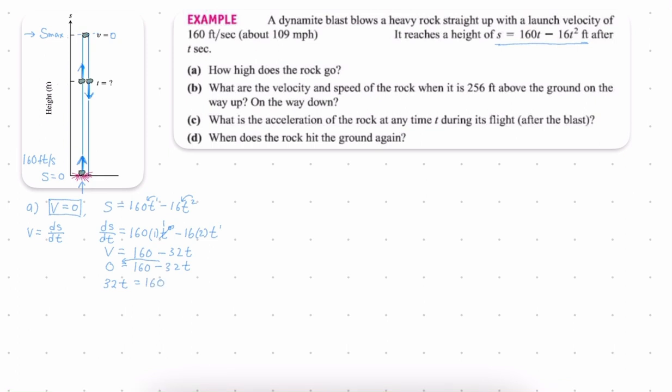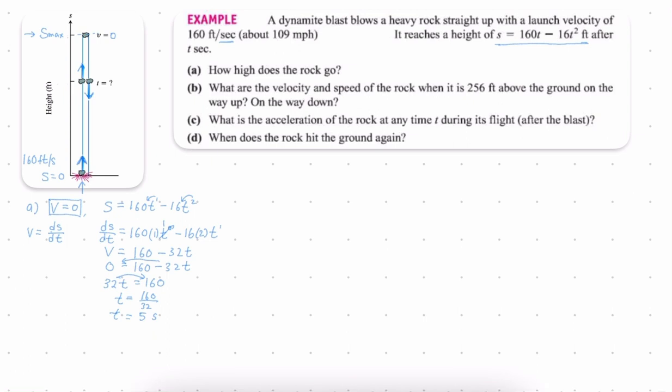And then what is t? This 32 we bring over to divide 160. 160 divided by 32, then we have the answer, which is equal to 5. So t is equal to 5. If we look at the question itself, the time is measured in seconds, right? So this 5 means 5 seconds. But we are not answering the question yet because the question asks how high.